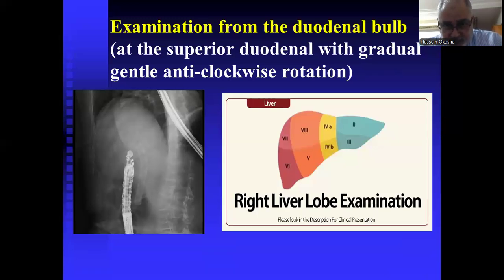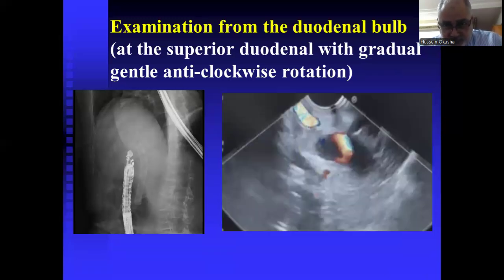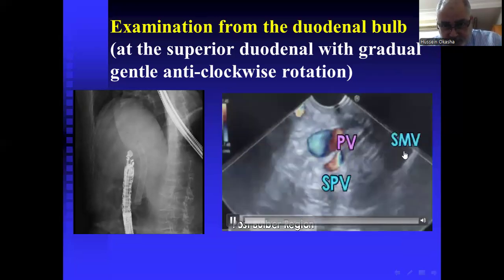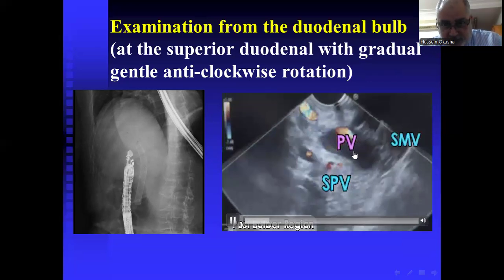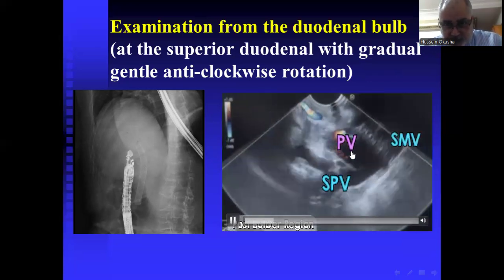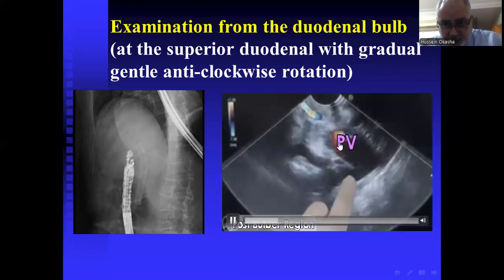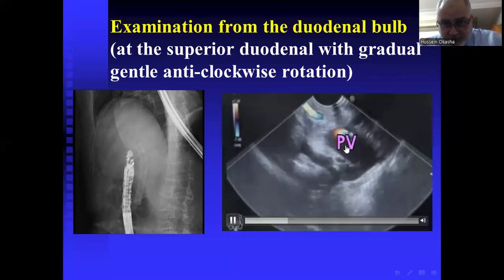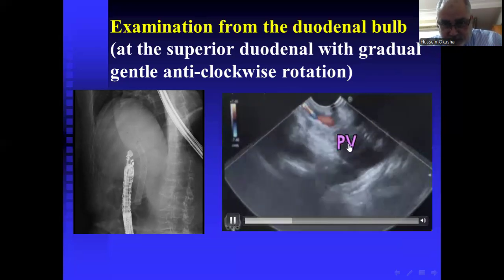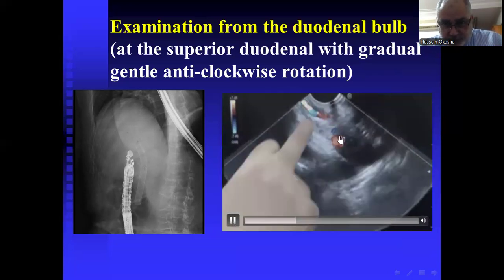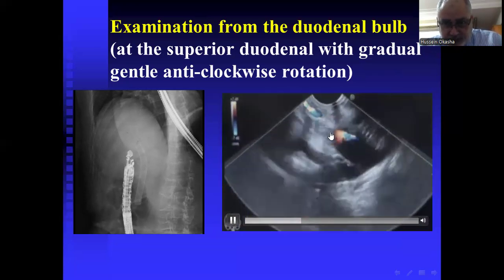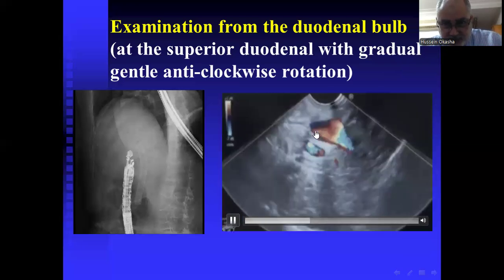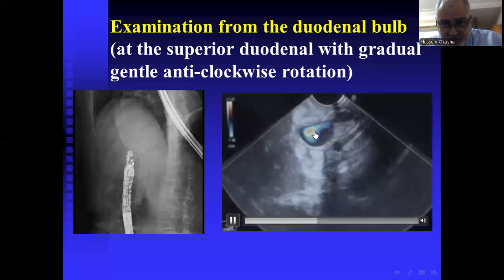Here we can see the main portal vein formed by the splenic vein and the superior mesenteric vein. Here we can keep counterclockwise rotation, but very slow and very gentle counterclockwise rotation to avoid complication, and a little bit downward. By this, we can follow the main portal vein as it is going inside the liver. Here, inside the liver, it will divide into left branch and right branch.